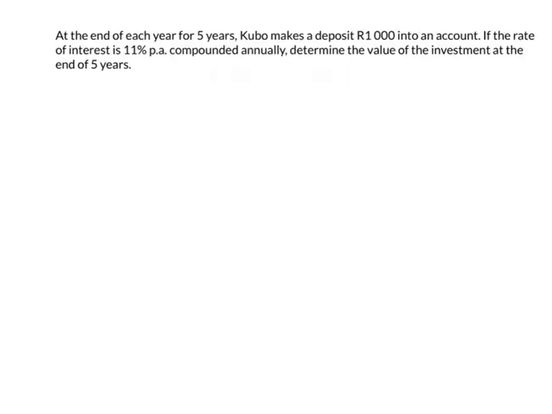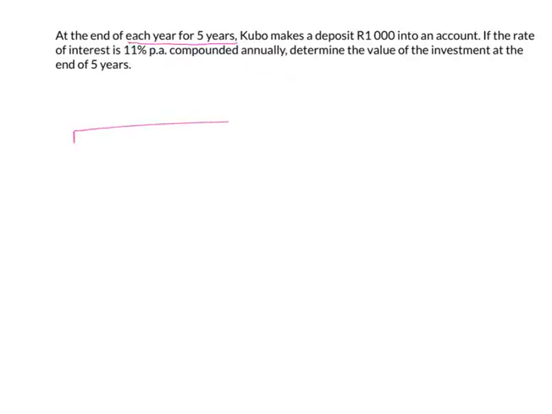I'm going to explain the first annuity, future value annuity, by means of an example. At the end of each year for 5 years, Kubo makes a deposit of 1,000 rands in an account. The rate of interest is 11% per annum compounded annually. Determine the value of the investment at the end of 5 years. So Kubo is making an investment for 5 years, at the end of each year.